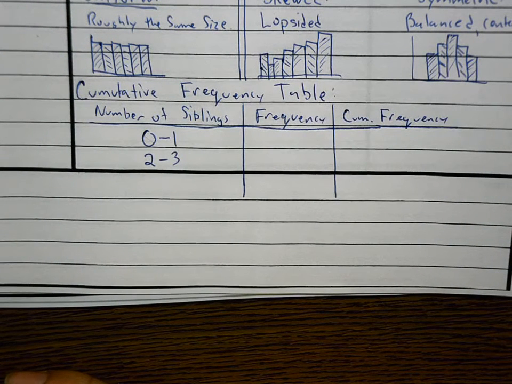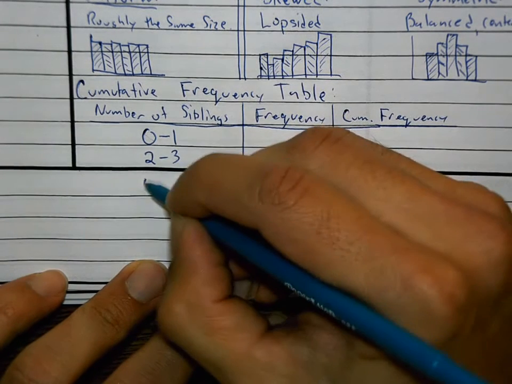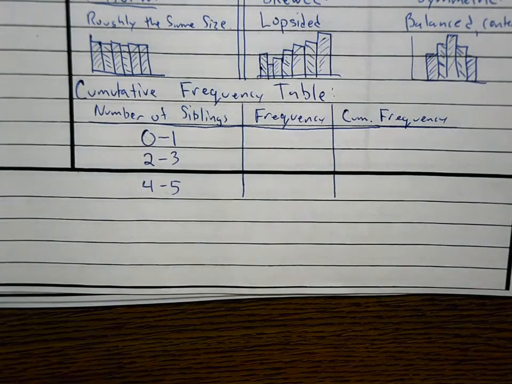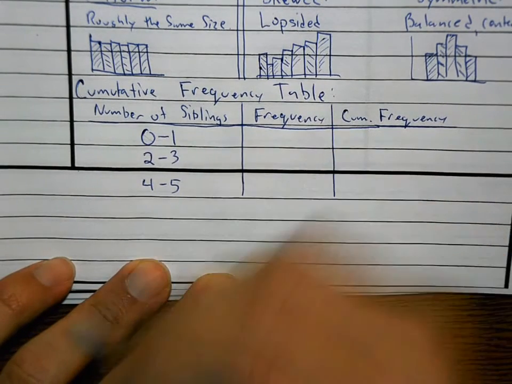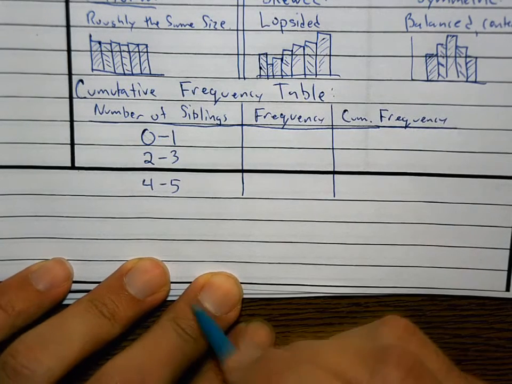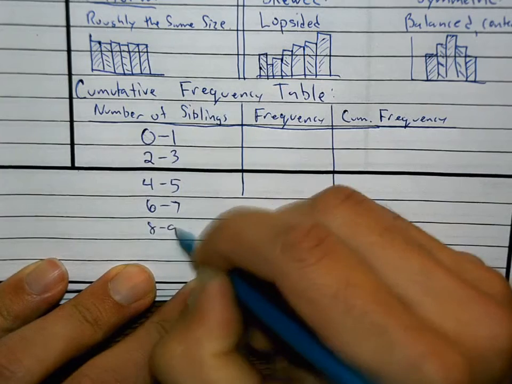I'm curious, anybody have 4 or more siblings or stepsiblings? Thank you. Do you have more than 5? Keep going. How many? I have 8. Oh, okay. Let's see. We'll just go like this: 6, 7, 8, 9. Okay. We're going to catch up to Cassie.